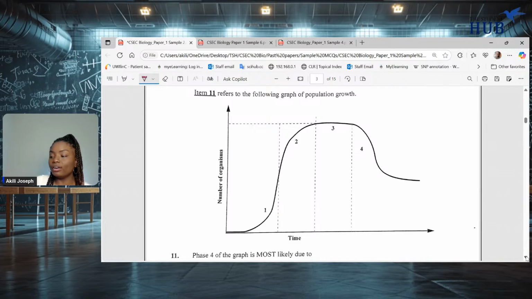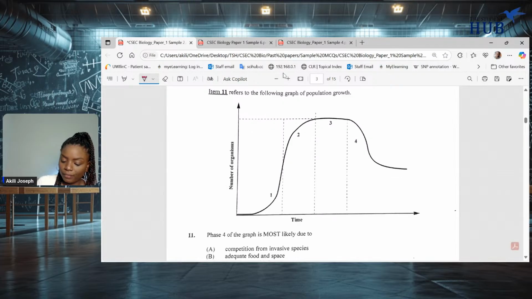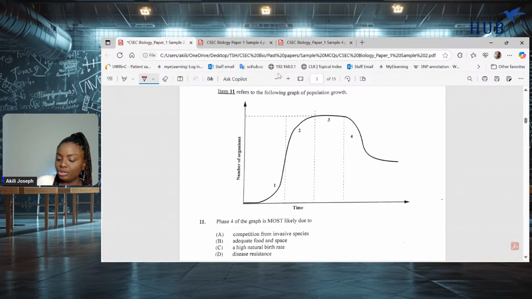Item 11 refers to the following graph of population growth. Phase 4 of the graph is most likely due to, so in this case, on our growth curve, we have the x-axis, we have time, and on your y-axis, you have number of organisms, right? So this is for population size, but you can have a lot of different growth parameters, whether it be height, size of leaves, number of fruits, any different parameters that we could use to measure growth could be on your x-axis, but for populations, a population curve, it will have the number of organisms, right?